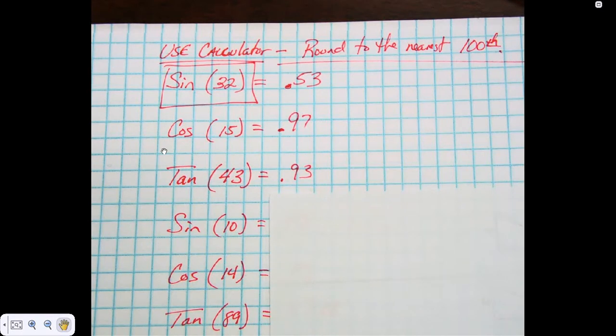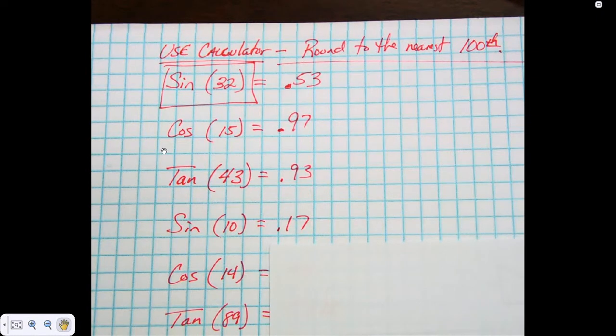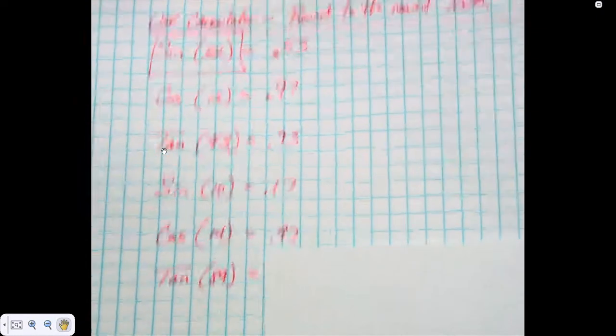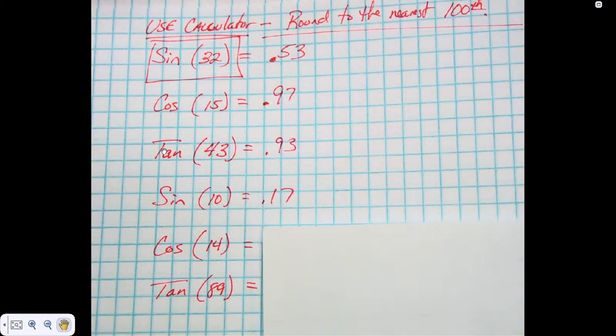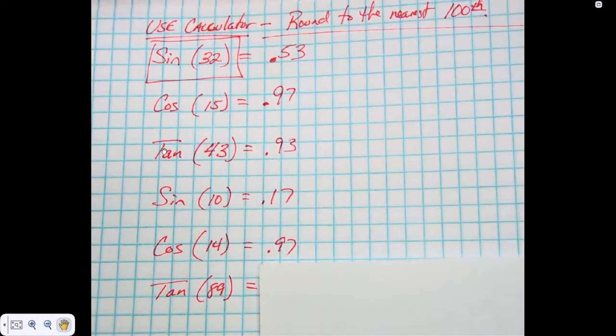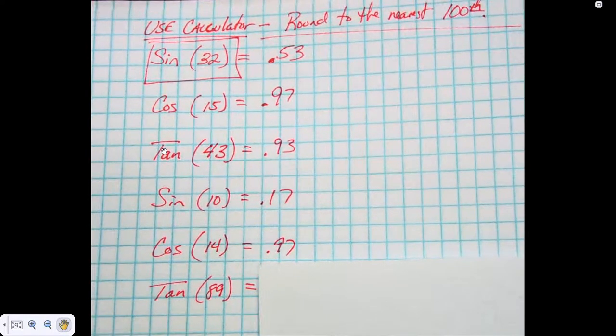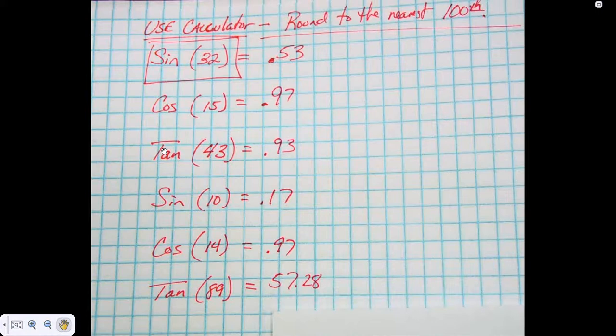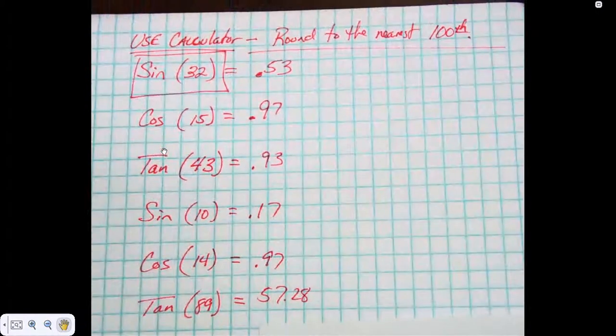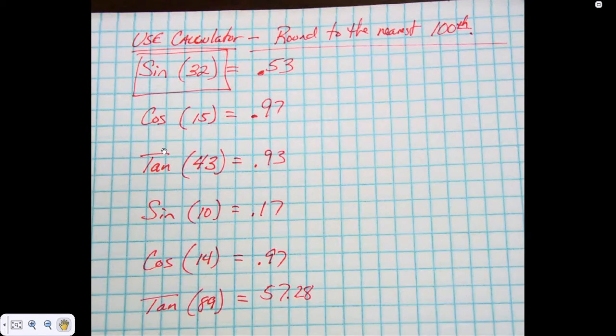What'd you get for sine of 10? Correct. What'd you get for cosine of 14? What'd you get for tangent of 89? 57.28. Which is 57.3 if you round it to the tenth. So obviously we're putting it in correctly. I said to round to the nearest hundredth, so it'd be 57.28. On our assignment, they're gonna say round to the nearest tenth.